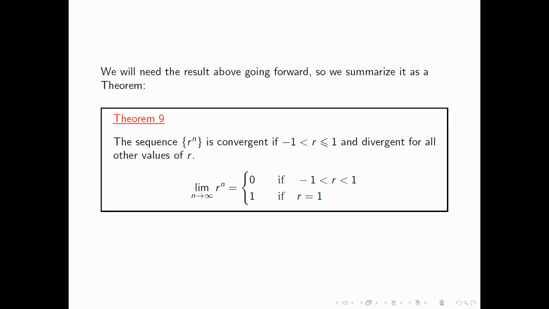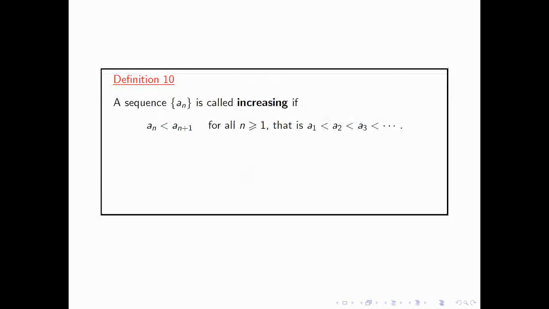So the limit as n goes to infinity of R to the n is 0 if R is in the range -1 to +1. It is equal to 1 if R is equal to 1. And it diverges for all other values. And now we come to a very important concept. The next set of concepts are, like everything else, important, but now we're moving to proving a very important theorem.